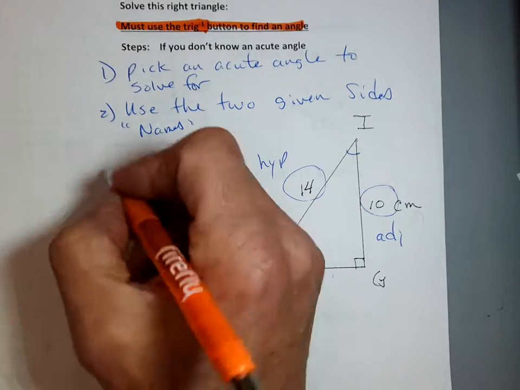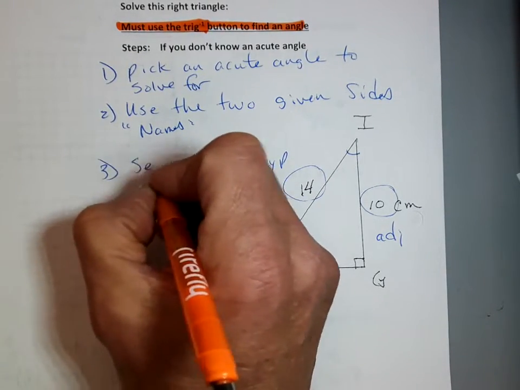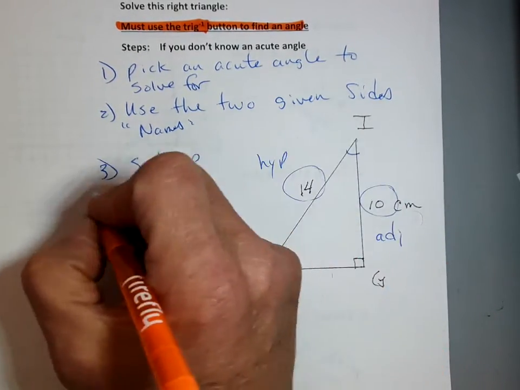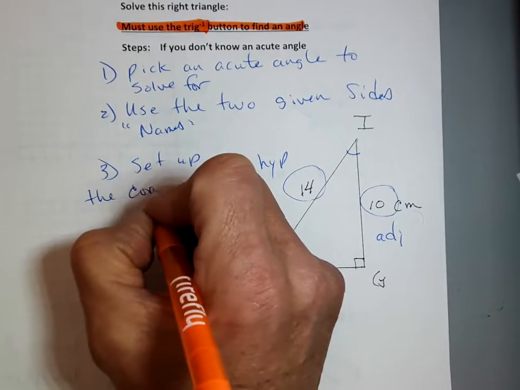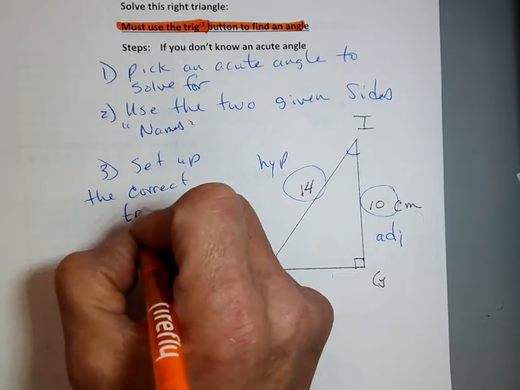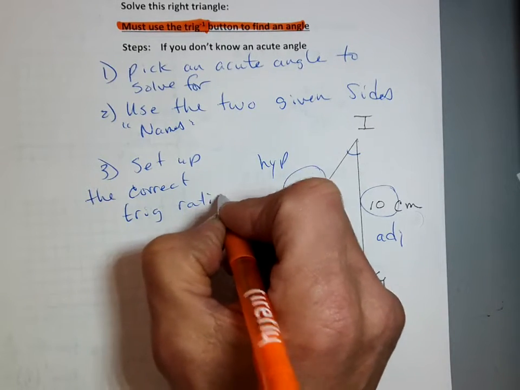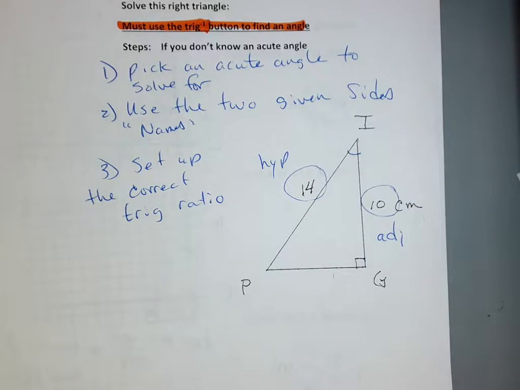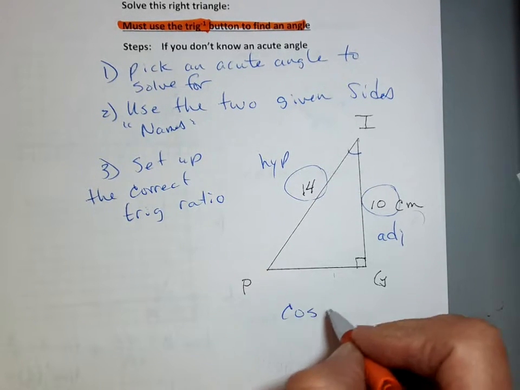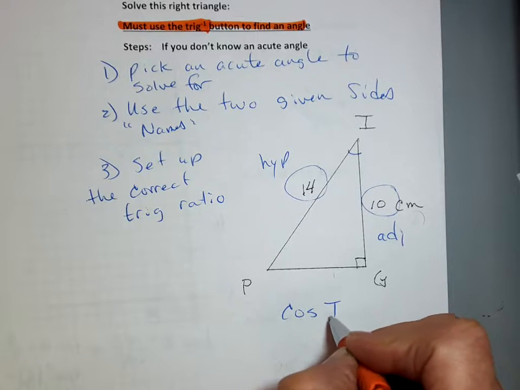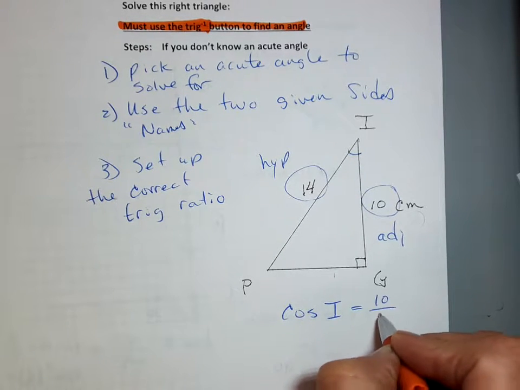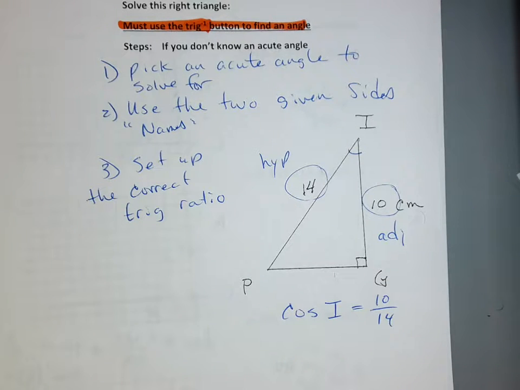Okay, so step 3, set up the correct trig ratio. Okay, so the correct trig ratio in this case is cosine. Yes. Okay? So I'm going to set up cosine of angle I equals my 10 over 14, right? Cosine, adjacent over hypotenuse. But I need to use the inverse button to get my answer.